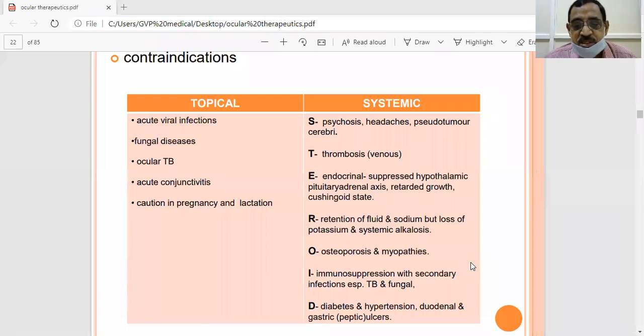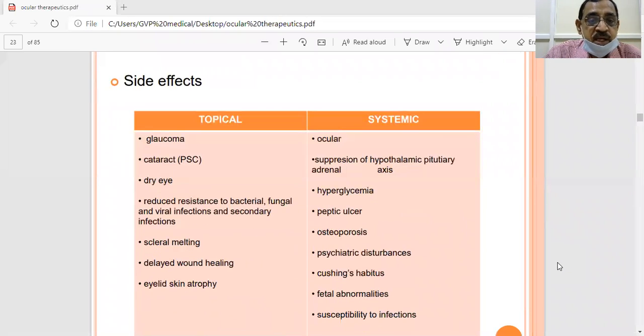And in case of diabetes, hypertension, duodenal ulcer, and also gastric ulcers, these conditions get flared up in case we use steroids in their presence. So the topical side effects of steroids are: the patient may get glaucoma, a posterior subcapsular cataract, dry eye, reduced resistance to bacterial, fungal and viral infections, and secondary infections can also occur. Scleral melting can occur, delayed wound healing can occur, and eyelid skin atrophy can also occur as a topical side effect of the corticosteroids.